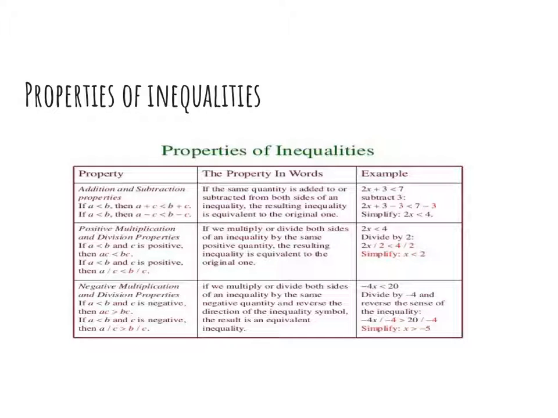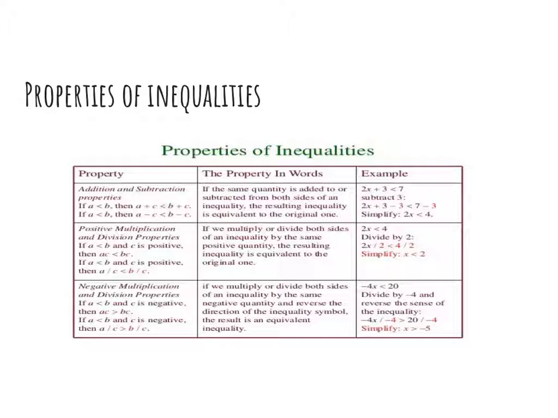So basically these properties work very similar to the properties of equations. Okay, so addition and subtraction properties are the same. As long as I add or subtract the same thing to both sides, I'm going to get an equivalent inequality. So if I have 2x plus 3 is less than 7, I can subtract 3 from both sides and get 2x is less than 4.